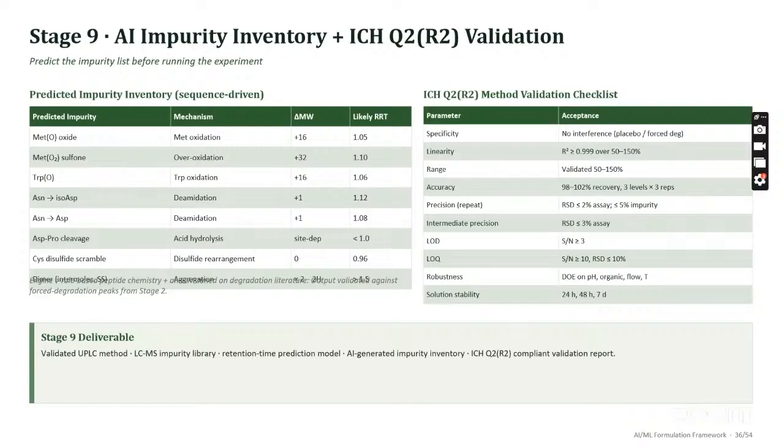Impurity inventory or validation. We can even predict the impurity before running anything in the system. A rule-based plus LLM engine driven by the peptide sequence, validated against the forced degradation peaks, and the method itself is validated against the ICH Q2 checklist.